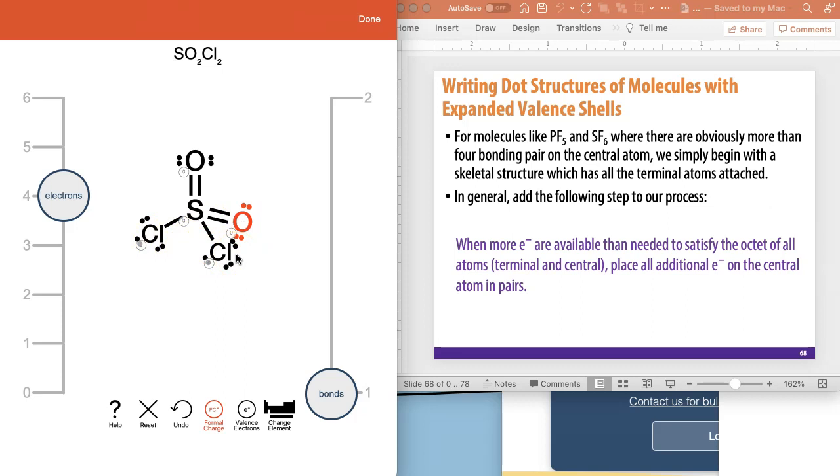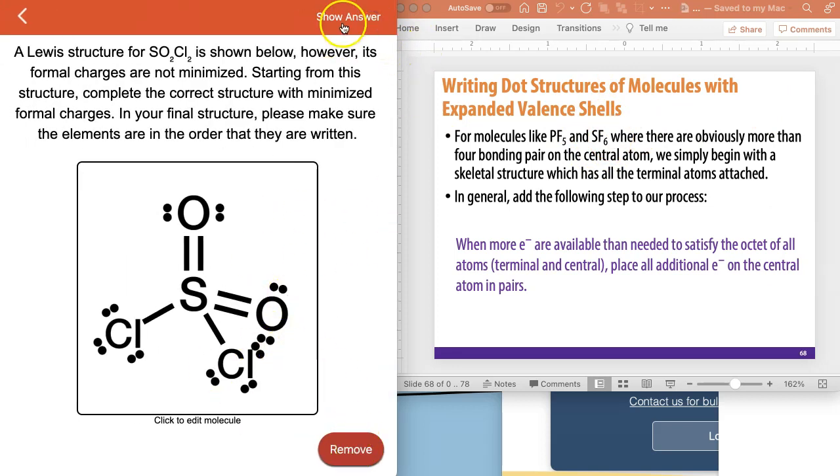This is the overall best Lewis structure according to the formal charge criteria because we have 0 formal charges on each atom. We can only do this since sulfur is in that third row or lower on the periodic table, but this should then give us the correct answer.